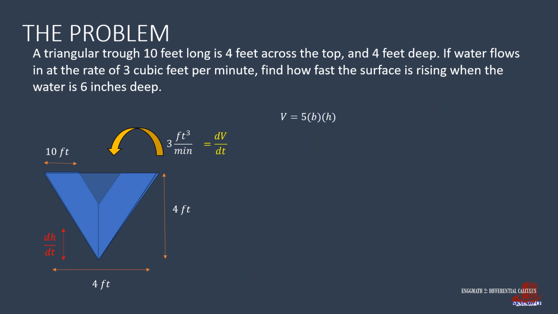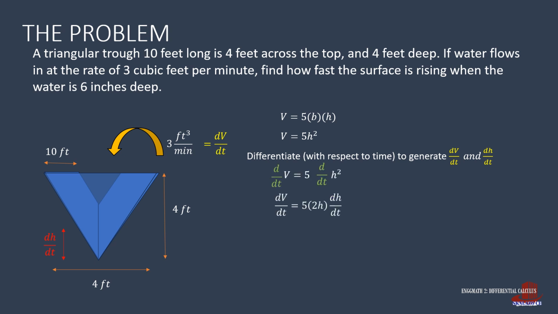So from the volume function of 5bh, where b is the same as h, the volume V becomes 5h squared. Now we have two variables in the equation, so we are ready to differentiate. dV over dt is then 5 times the derivative of h squared, which is 2h. Then through chain rule, there is dh all over dt.